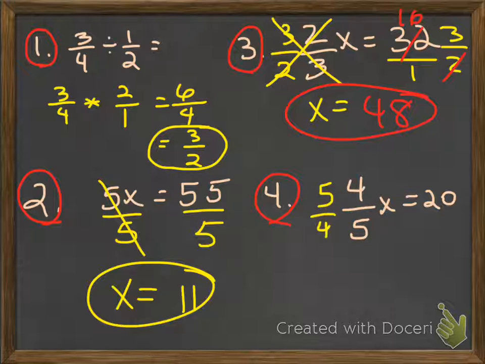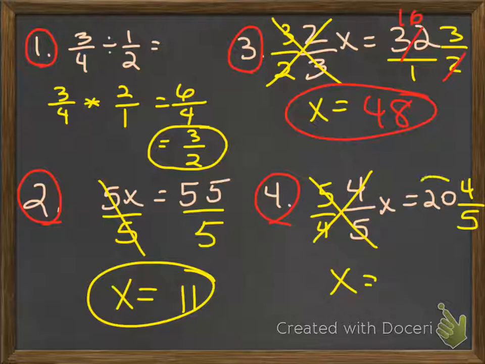If I do it on this left side, I must also do it over here. And so then my 5's reduce and my 4's reduce, leaving me with an x on this side. I can reduce these right here, and I'll have 5 goes into 20 4 times, and I'll be left with this 4 times 4, which is 16.